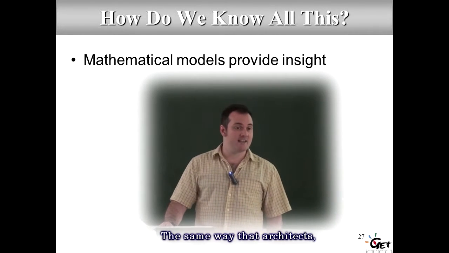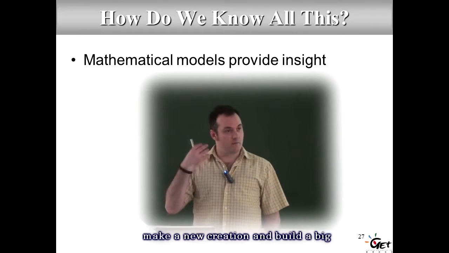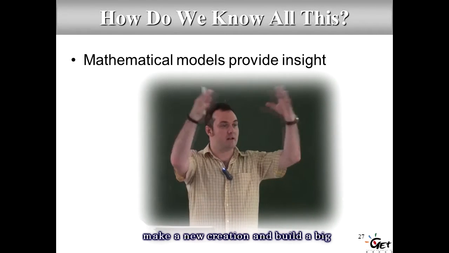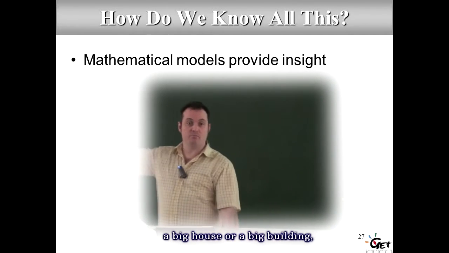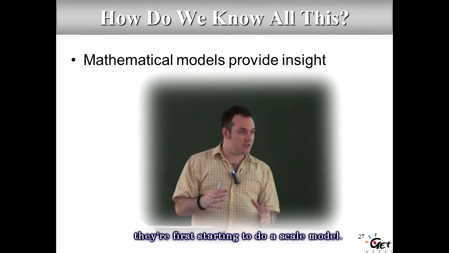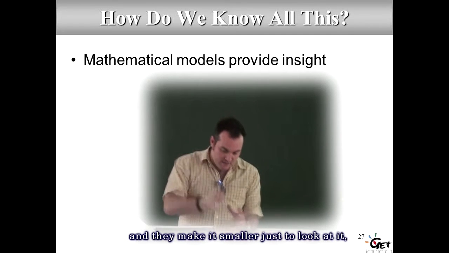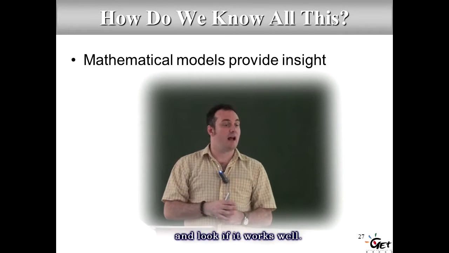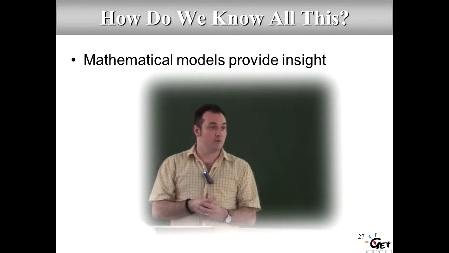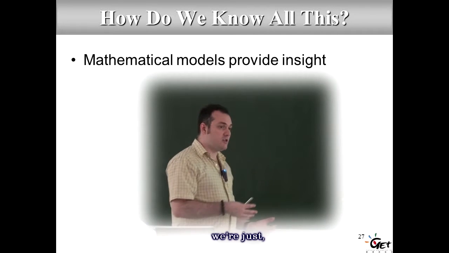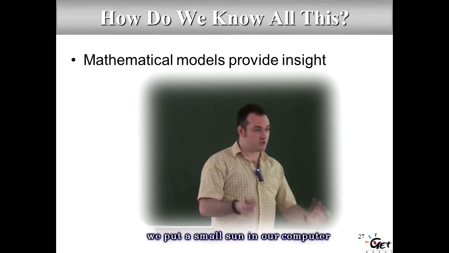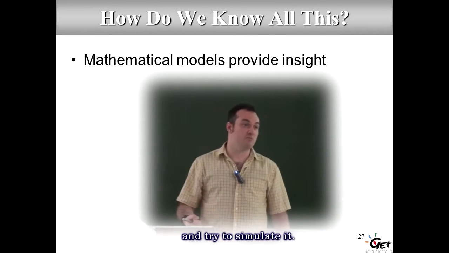The same way that architects, when they want to make a new creation and build a big house or a big building, first start by making a scale model. They take the building they have in their head and make it smaller, just to look at it and see if it works well. Well, physicists are doing the same. Instead of taking the sun, we put a small sun in our computer and try to simulate it.